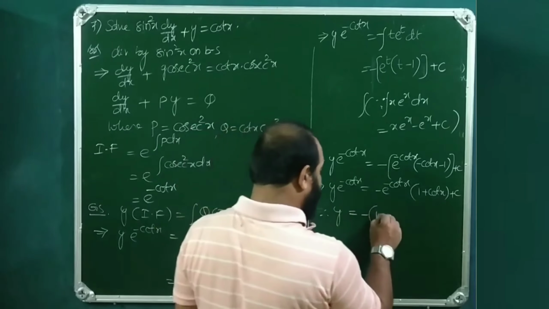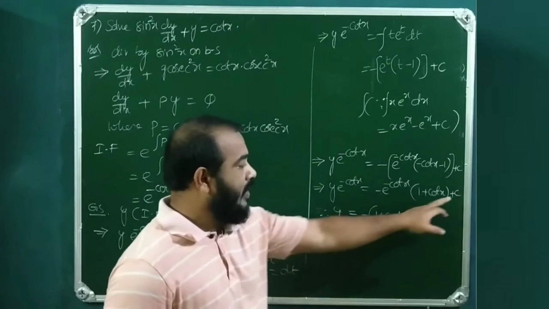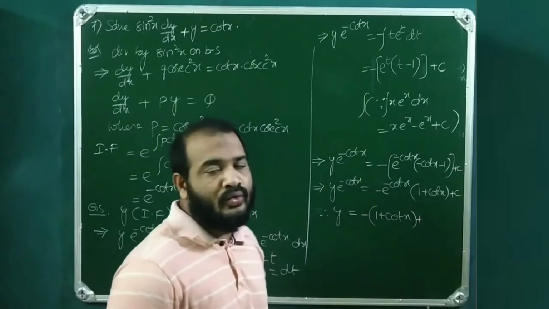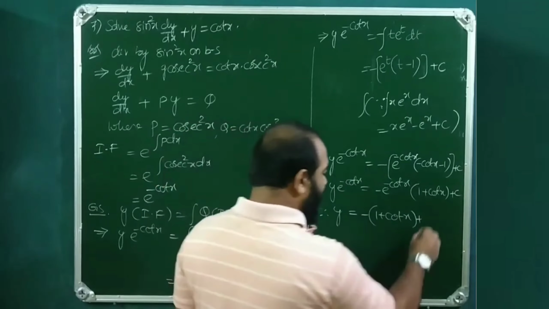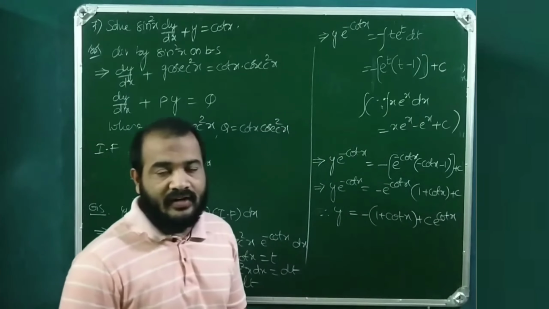So we are left with 1 plus cot x plus c by e power minus cot x. 1 by e power minus cot x, if you take to the numerator, this is c into e power plus cot x, which is the required solution.